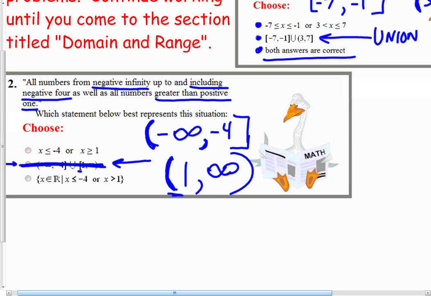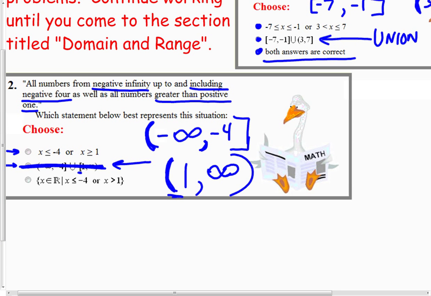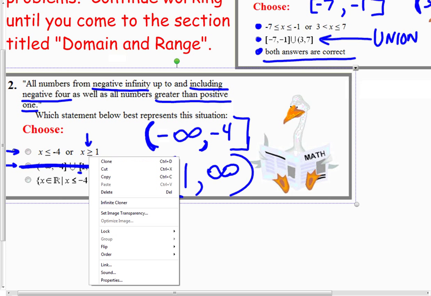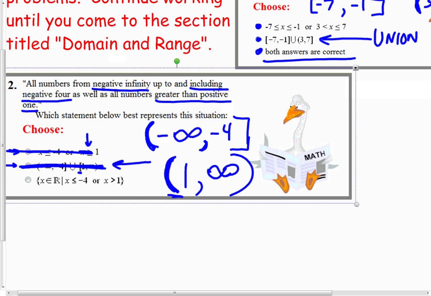What's wrong with the first one? The first one is no good either. If it's parentheses, that means 1 is not included. Do we want this to be greater than and equal to? We don't want the or equal to there. We're going to cross that one out. This is the only one that works because we got greater than, which is exactly what is written there. It's not greater than or equal to, it's just greater than.